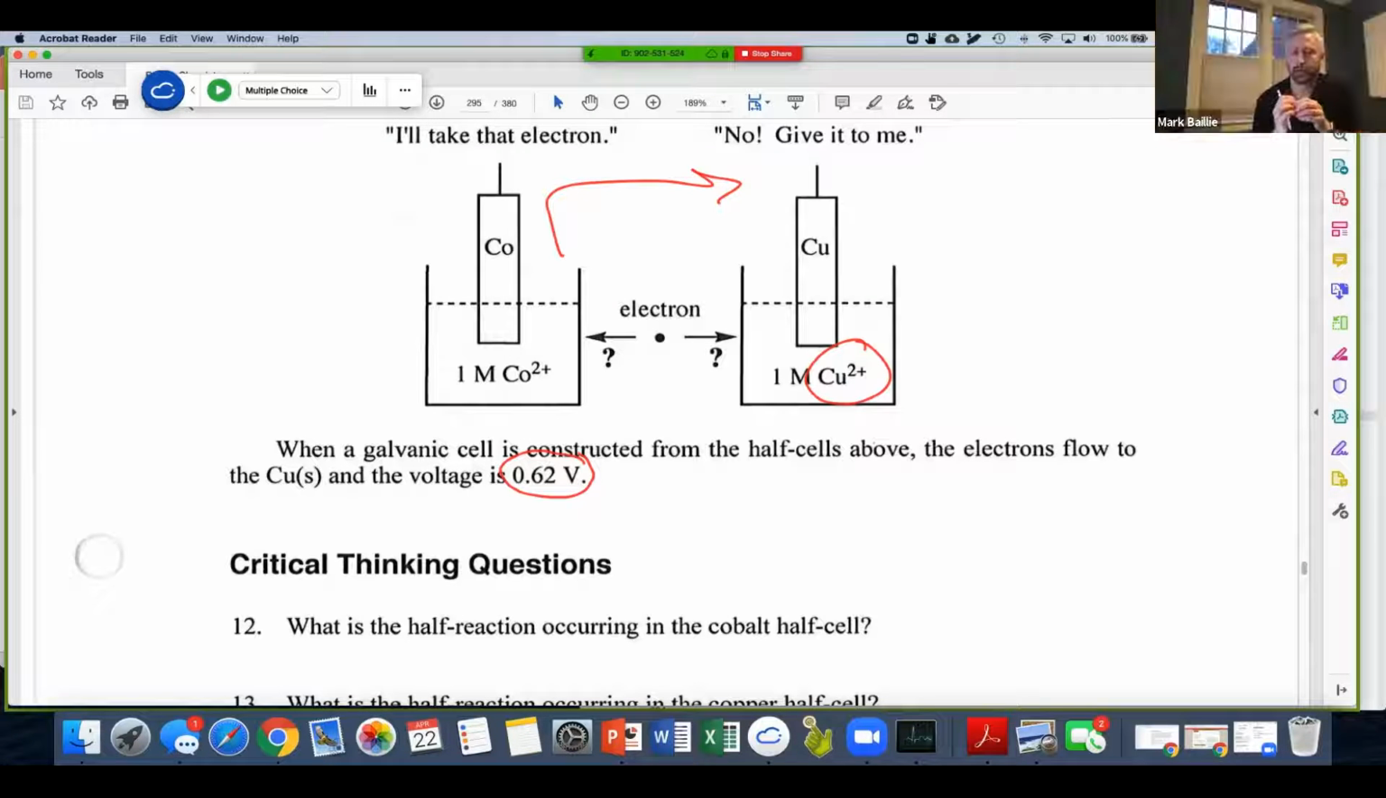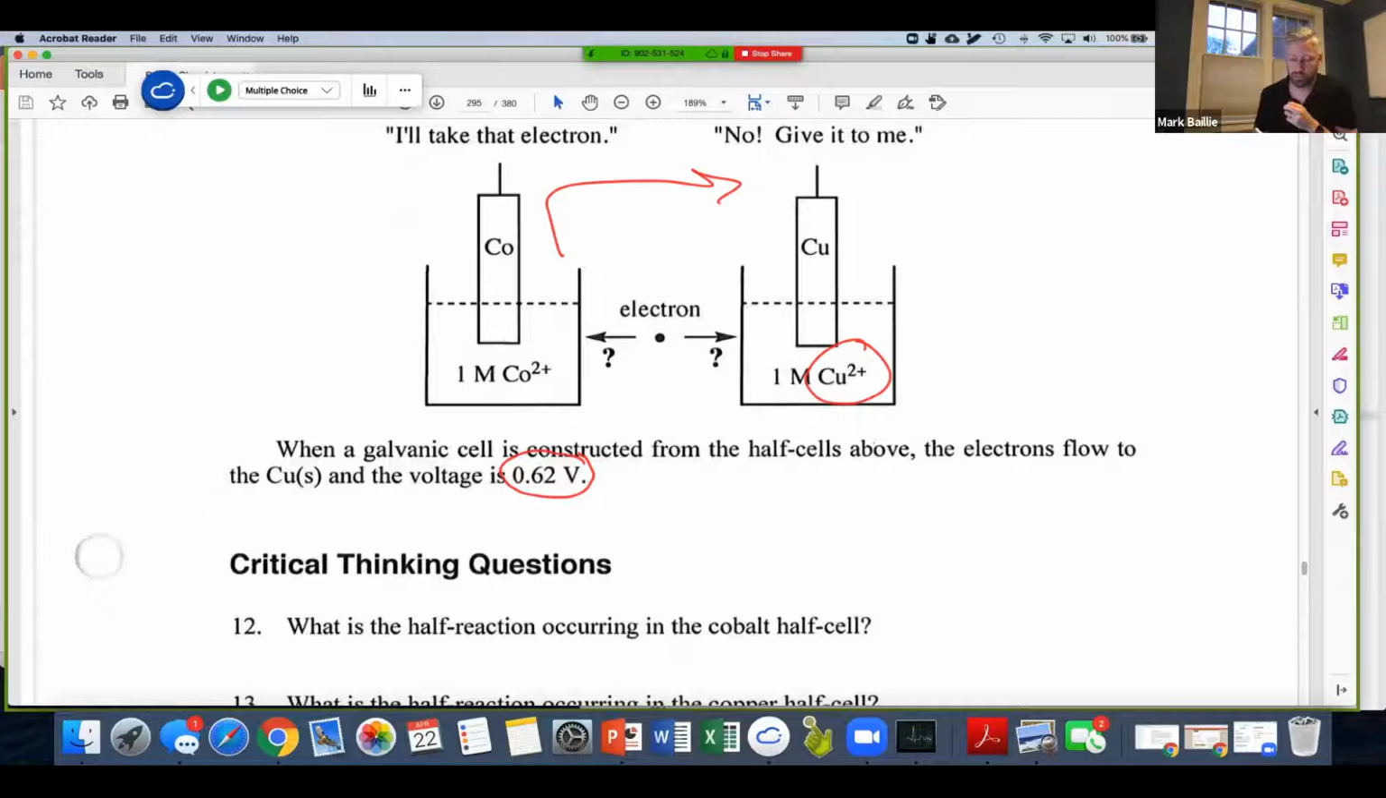Fantastic. Yeah. So the voltage is exactly that. And so the voltage is a measurement of how different the pulling strengths are. So if you had copper 2+ with copper 2+, your difference would be 0. You have no voltage because there's no difference in their ability to pull. The bigger the difference is in their pulling ability, the bigger the voltage is. And so 0.62 is less than the first cell we looked at, which is 1.10.